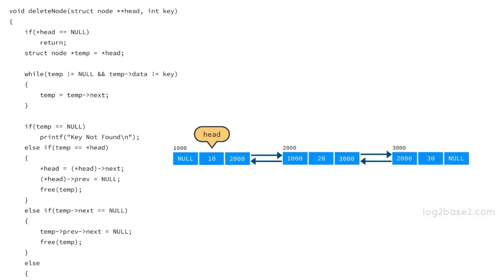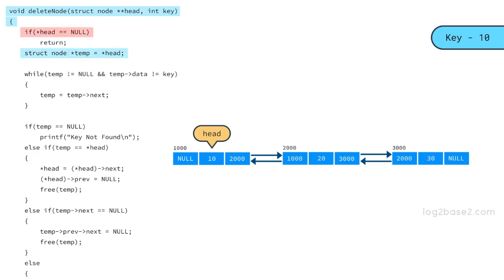So we have a function deleteNode to perform this task. Into the function we pass the head of the linked list and the key to be deleted. So here we have the key 10. First we will check if the linked list is empty. If so, deletion is not possible since there are no nodes to be deleted. So we have if head equal to null. And it is not, so declare a pointer temp pointing to head. Now we have temp pointing to head.